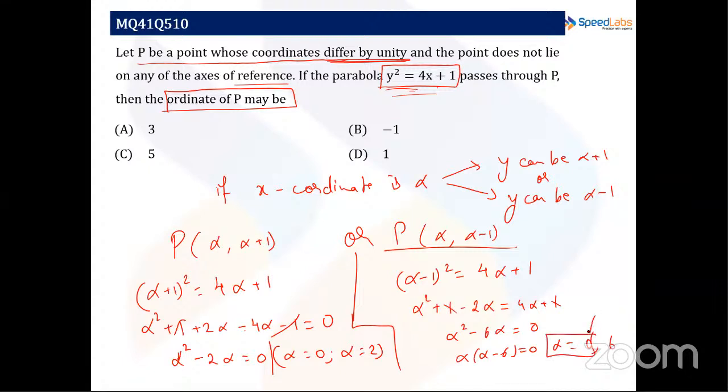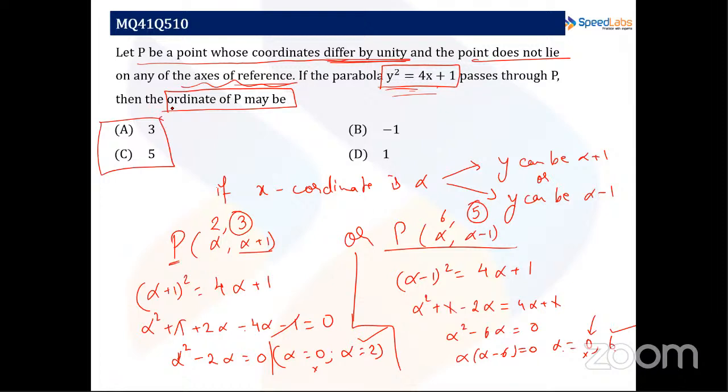But it is given that alpha cannot be 0 because the point does not lie on the axis of any reference line. So alpha is not equal to 0. So alpha can be 2 or alpha can be 6. But we need to find the ordinate. So the ordinate will be, if this is 2, it will be 3. And when alpha is 6, then it will be 5. So our options are A and C.